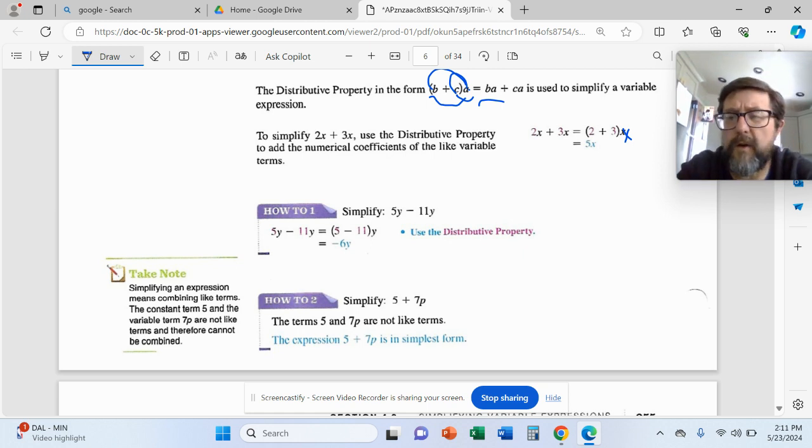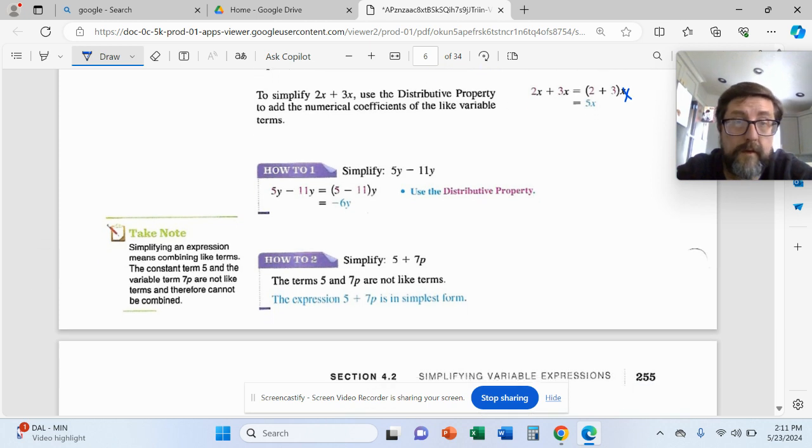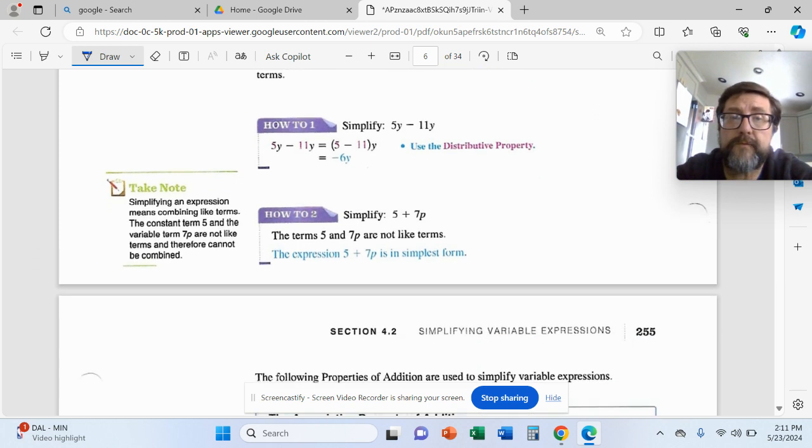I don't do that very often myself. Usually I just say, well, x and x are the same, so I don't split them up. I just go 2x plus 3x is 5x. Whatever you like, though.